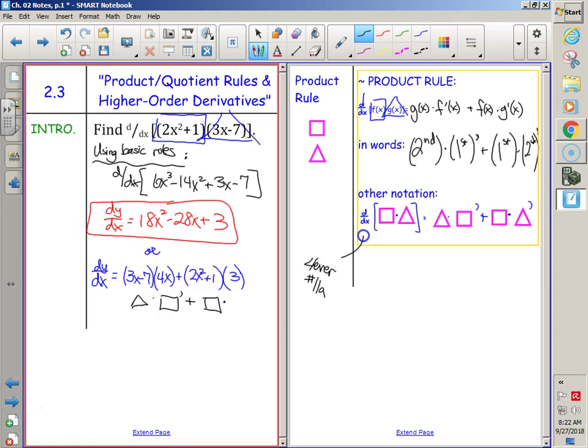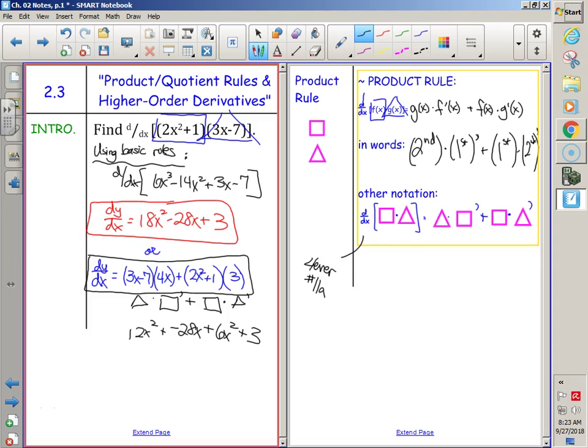D second. What's the derivative of 3x minus 7? 3 minus 0, just 3. Now, are these two the same? Well, they should be. Are they? How can we know for sure? Wouldn't that be a 12x squared? Wouldn't that be a negative 28x? Wouldn't that be a 6x squared? Or wouldn't that be a 3?